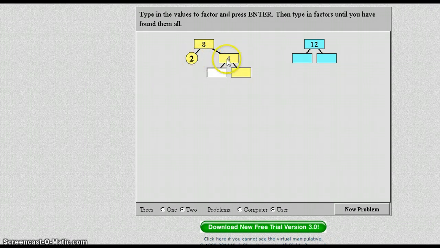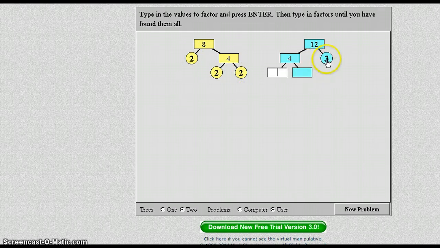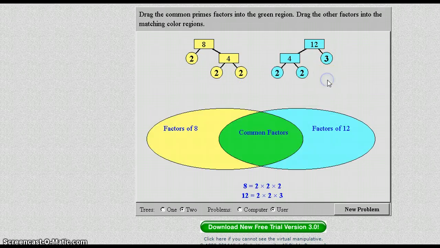You need to know that you would put 4 here if you're doing this by hand, but it's kind of handy that it does this for us. Notice all of these are circled because 2 is a prime number, so this factor tree is complete. Now, one factor of 12 is 4, 4 times 3, and 2 times 2. Now notice this Venn diagram has popped up, and we have 8 is 3 factors of 2, 12 is 2 factors of 2 and a factor of 3.